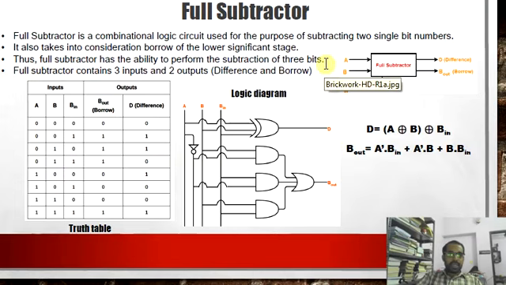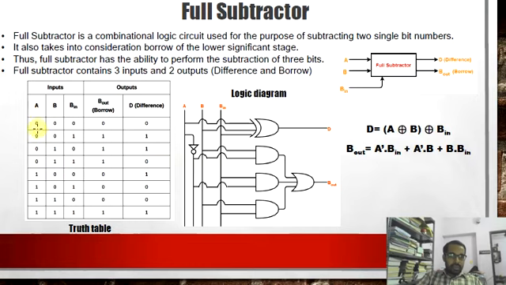We'll discuss that in the next slide. In the case of the full subtractor, there is a combination of logic circuits used for subtracting more than two inputs, two single bit numbers, and which also considers the borrow of the lower significant stage. So basically there are three inputs: A and B are the inputs, and B in is the borrow in from the lower significant stage. So we see this truth table.